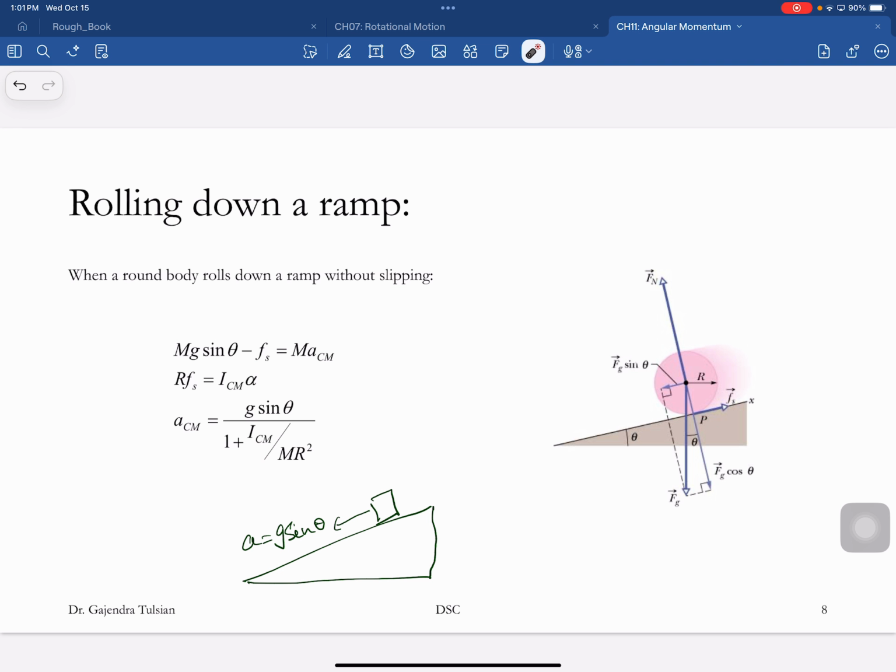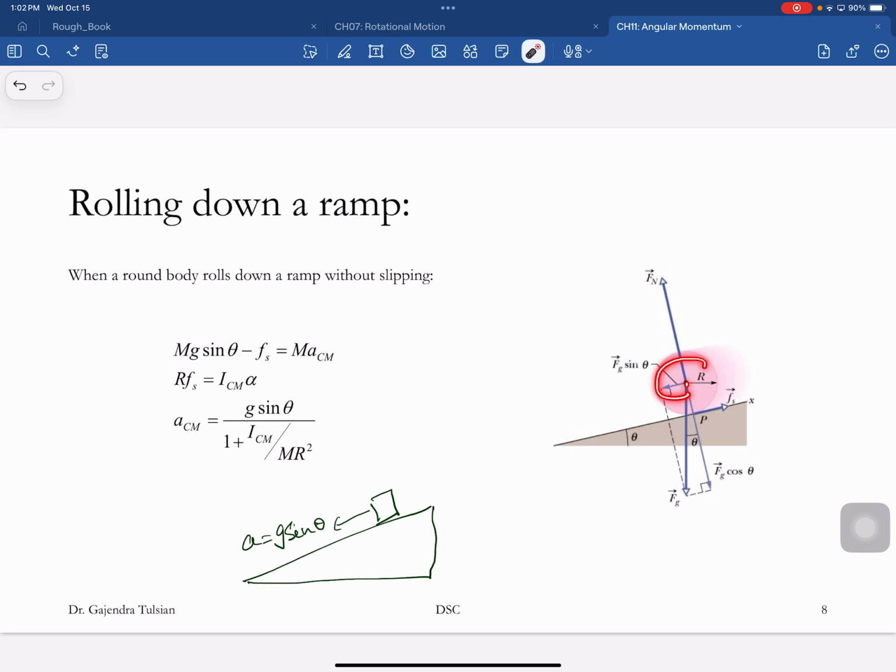So what is happening is, when this object was sliding down, potential energy was being converted to pure translational kinetic energy. In this case, potential energy is being converted to translational kinetic energy and rotational energy. So that's what this is showing you. What this equation says is mg sine theta, the total force acting on it, minus the friction force is equal to mass times the acceleration.